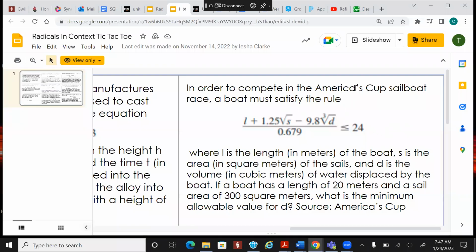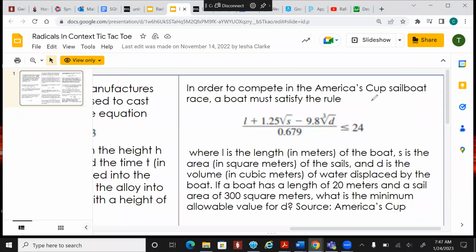All right, so in order to complete America's Cup sailboat race, a boat must satisfy this rule, where L is the length in meters of the boat, S is the area of the sails, and D is the volume in cubic meters of water displaced by the boat. If a boat has a length of 20 meters and a sail area of 300 square meters, what is the minimum allowable value for D? Okay, so all we're going to do is plug in and solve.